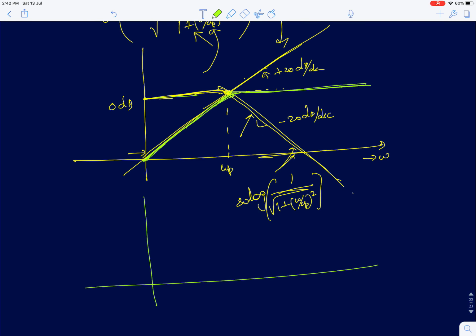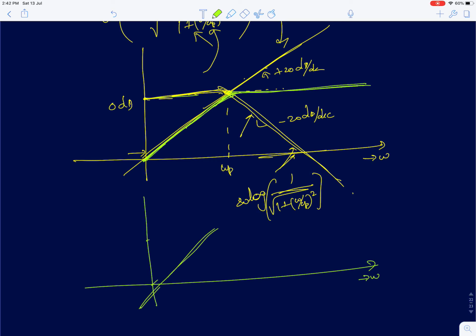So if I plot this function alone as a function of frequency for different values of omega, you will start at a very low value. At omega equal to omega p, you will reach a value of minus 3 dB. Okay, and in the steady state, when omega tends to infinity, this becomes 0 decibels, because both the slopes cancel out and they lead to 0 decibels. You can very easily verify by taking 20 log of it, you will get this graph.